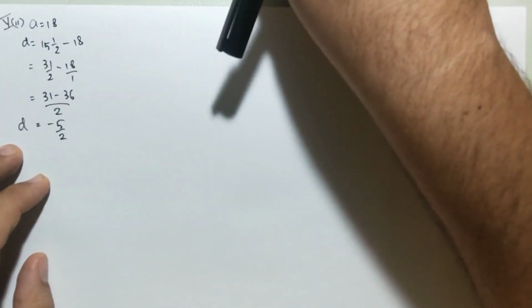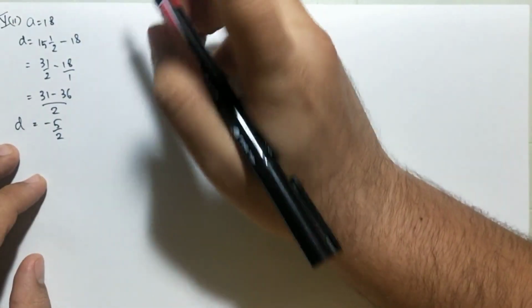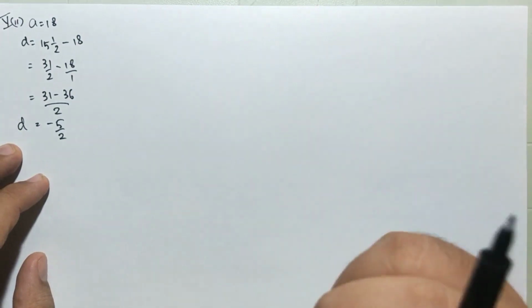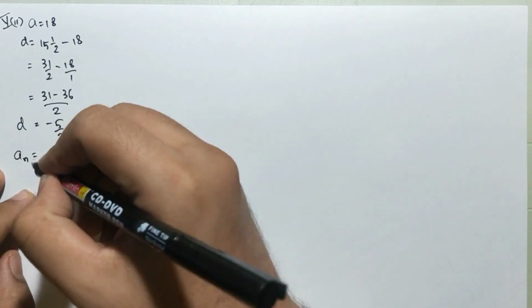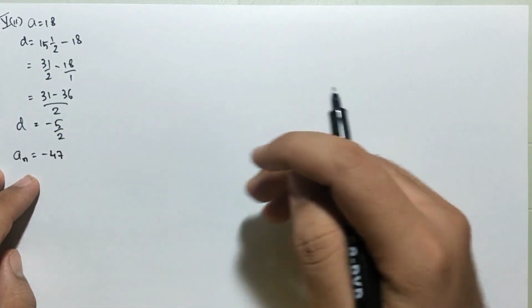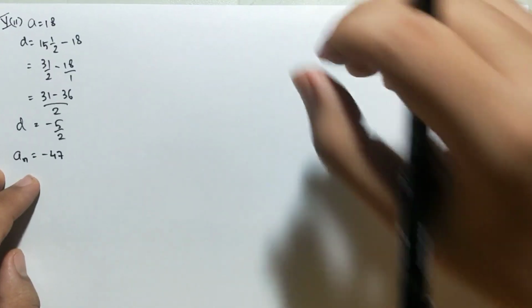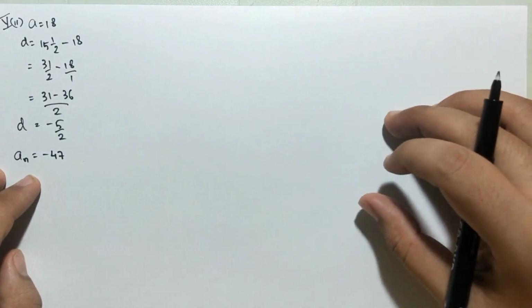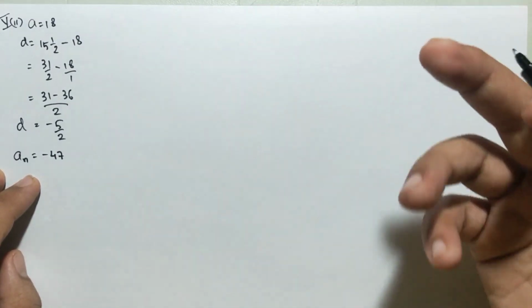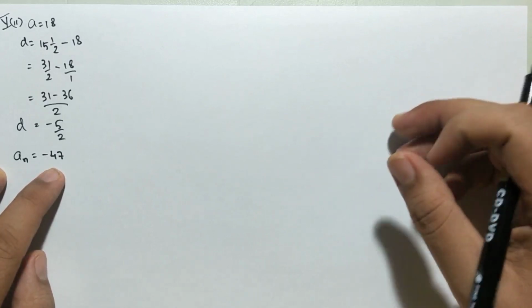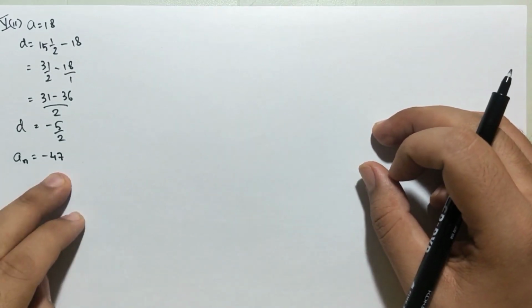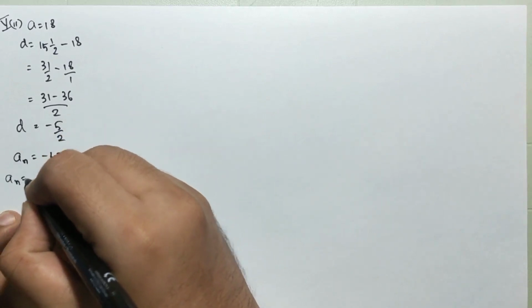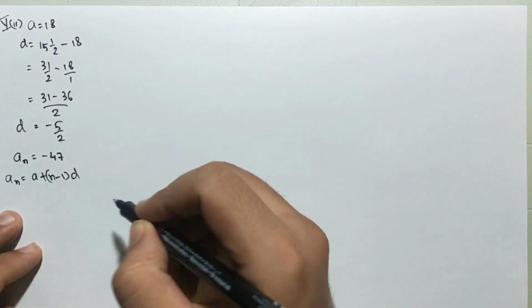Now the last term is given. अगर मुझे लास्ट टर्म दी है और वो लास्ट टर्म कौन से नंबर पे आती है मुझे वही पता लगाना है. तो लास्ट टर्म को मैं an लिख लूँगा. an दिया हुआ है -47. If the last term is given to us and they want us to find out the total number of terms in that AP, it's very simple: just find on which position this last term comes. So an is -47, using the equation an equals a plus n minus 1 d.